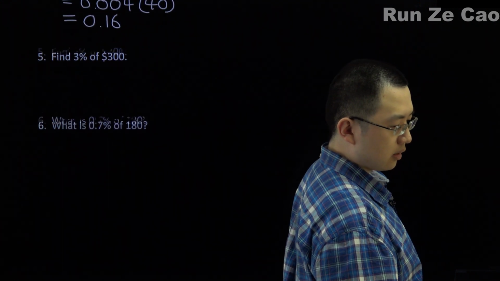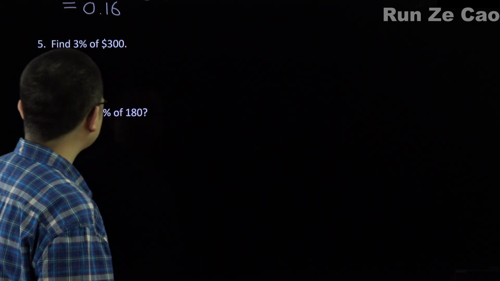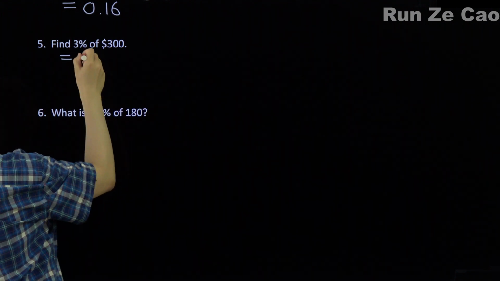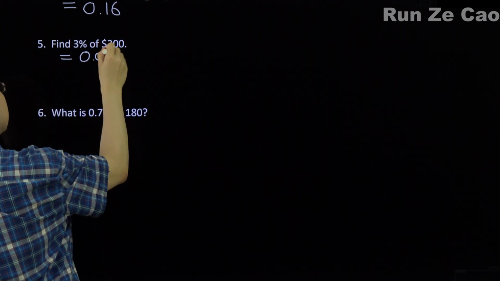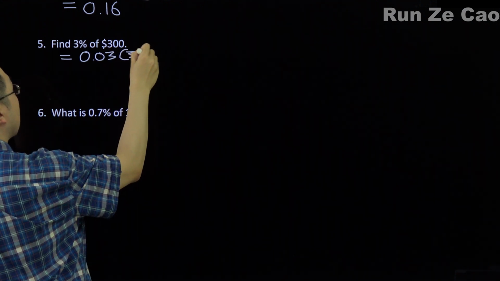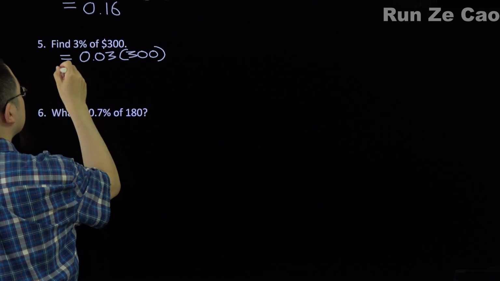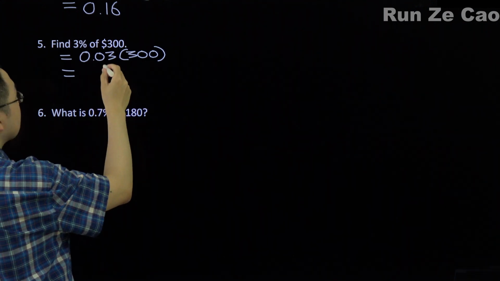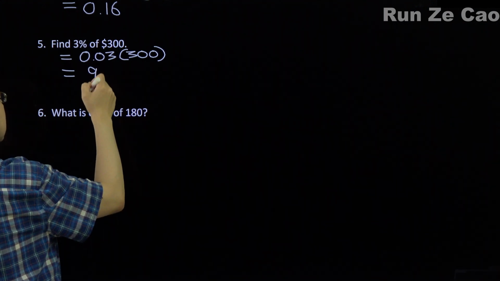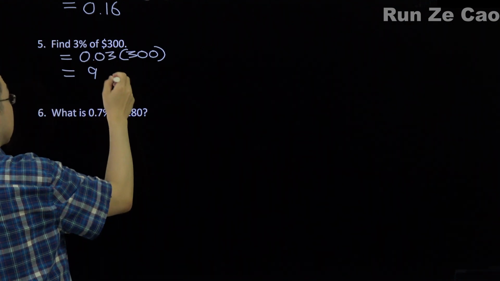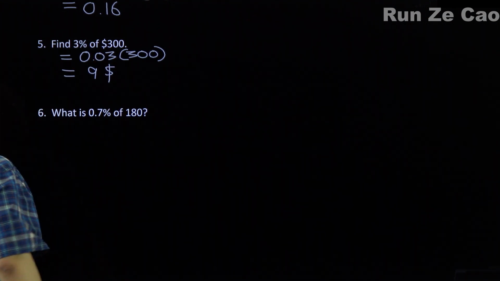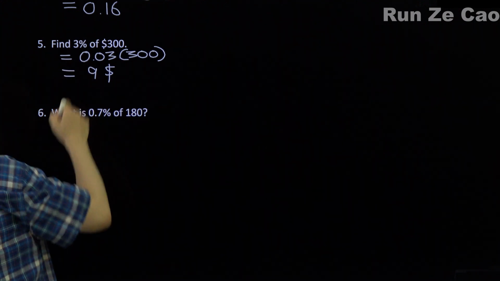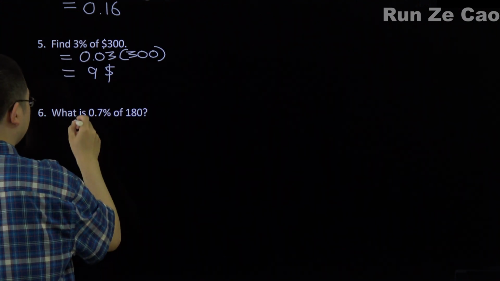So, what is 3% of $300? Well, that's equal to 0.03 times $300. By canceling, we can get easily down to 3 times 3, which is 9. And there are units here, so it's dollars. Depending on convention, you may be supposed to write the dollars in front, but whatever.